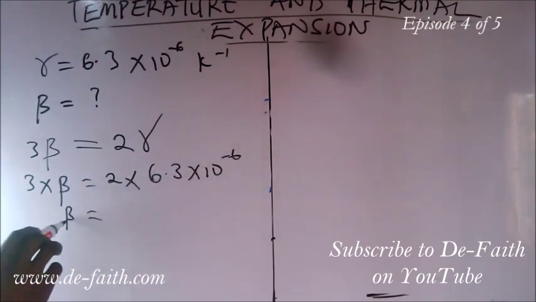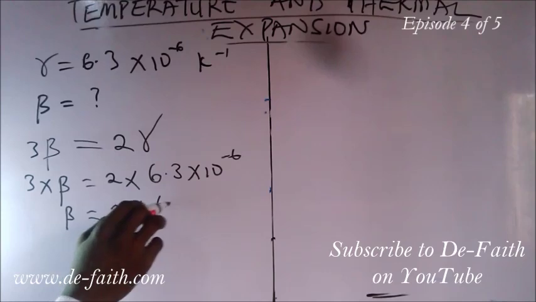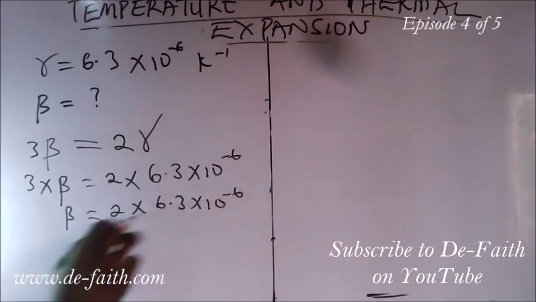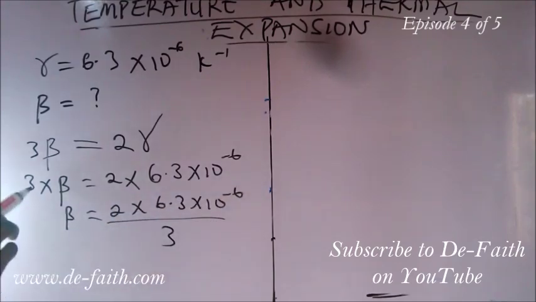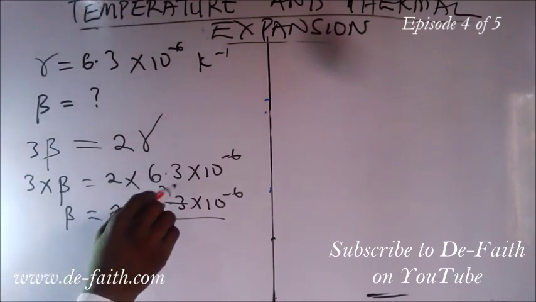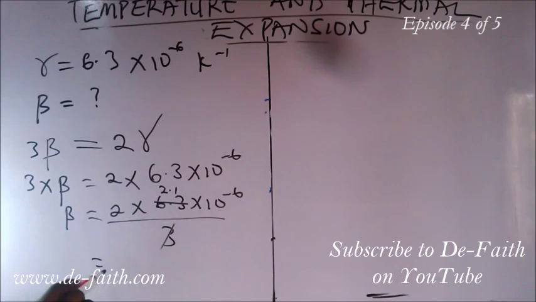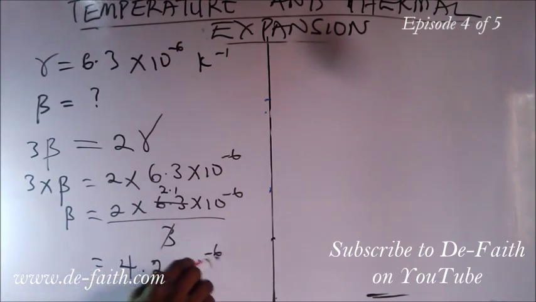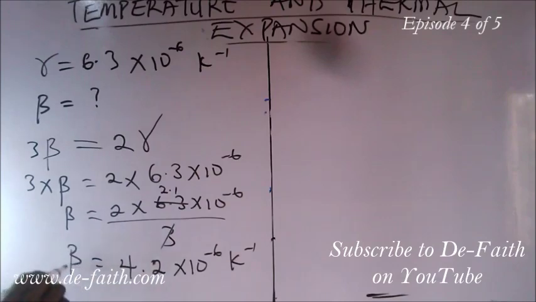So we have the area expansivity equal to 2 times 6.3 times 10 raised to minus 6 over 3. That is, we bring this 3 from here to this place. So we have 3 here, 2.1. So we have 2 multiplied by 2.1, that's 4.2 times 10 raised to minus 6 per Kelvin as the area expansivity of the metal.